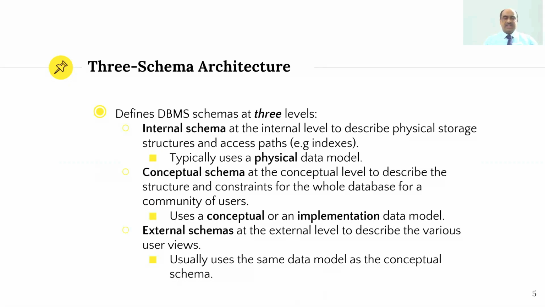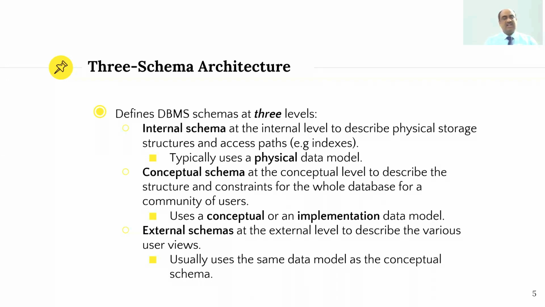So the three-schema architecture has three levels. They are called the internal schema, conceptual schema, and external schema. These three schemas are very important, which define the overall design of a database, the DBMS, and the internal structure. Okay. First we'll see what you mean by internal schema.